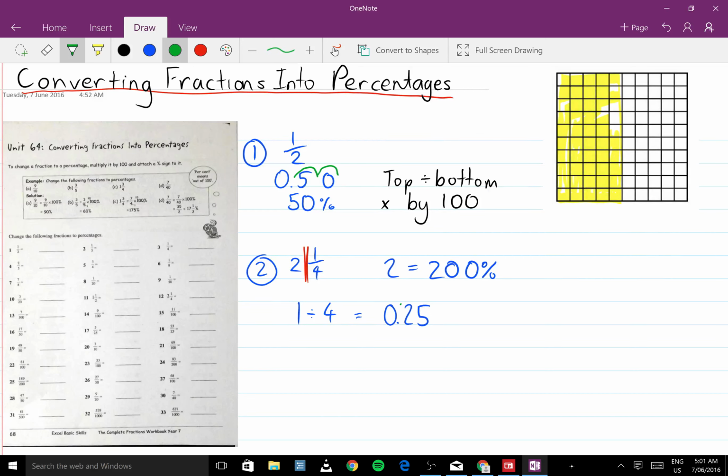Times that by 100, and I get 25%. Okay, so I've got my 200, which is 2, and my 25%. Add them together, and I get 225. Sorry, there should be a 5, not a 2. 225%.